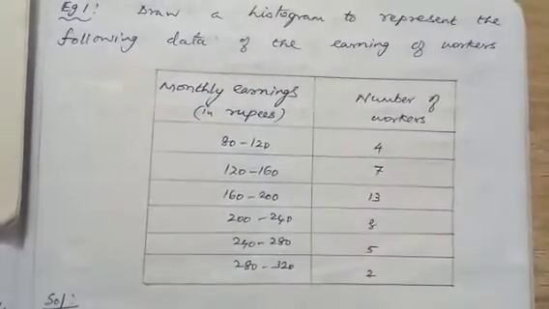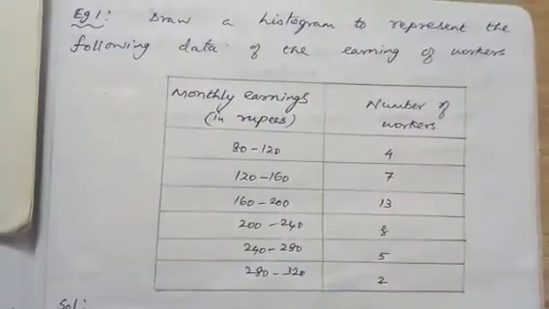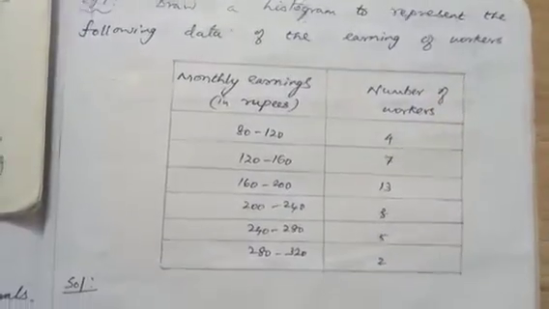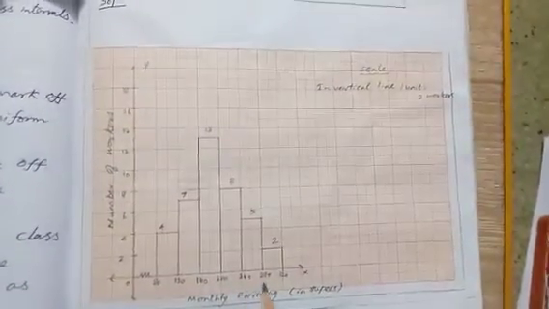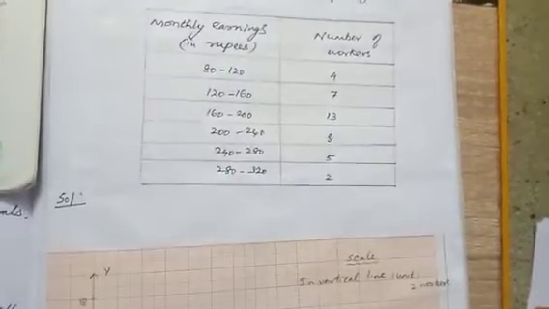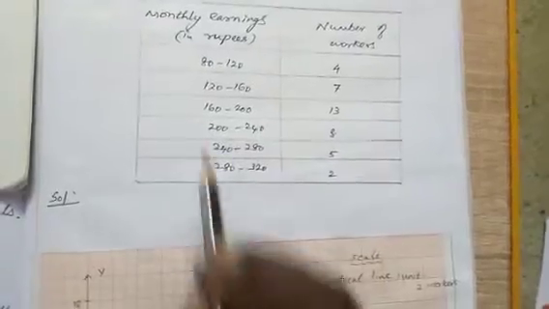So draw the histogram. Here take monthly earning along the x-axis and the number of workers along the y-axis. Starting with 80 to 120. In a histogram, there is no gap between class intervals, so there is no gap between bars.